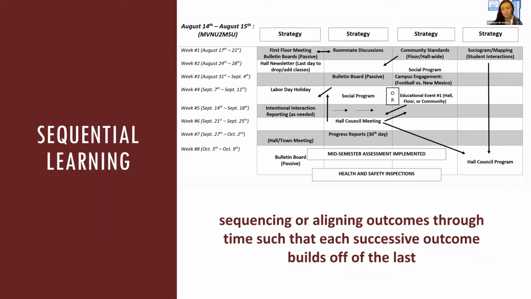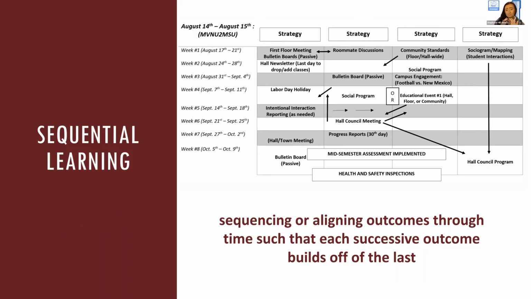And then we're going to start doing educational programs, because at that point, our RAs have been sociogramming the entire time. So by week 2 or 3, they're going to start seeing those needs happen. So obviously, I'm not going to read all of this to you. Hopefully, this sequential learning map is making some sense now that I've gone through the first couple of lines.